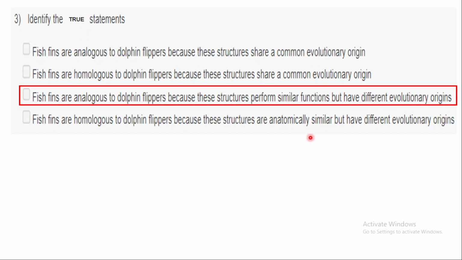And anatomically similar is also true for homologous structures, which fish fins and dolphin flippers are not, because the body plan of the fin and the dolphin flipper is different, right? But the function that they perform is similar. They are connected via the function, that's why they're analogous and different in evolutionary origin.